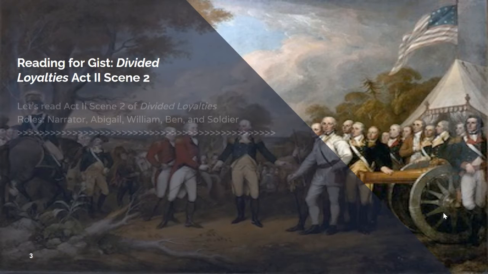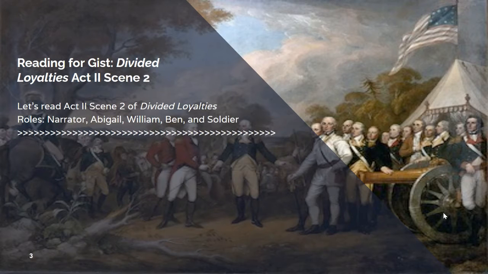Okay, so what we're going to do first is together we're going to read Act 2, Scene 2 of Divided Loyalties. So if you are doing this independently, you're going to need to pause and read Act 2, Scene 2.